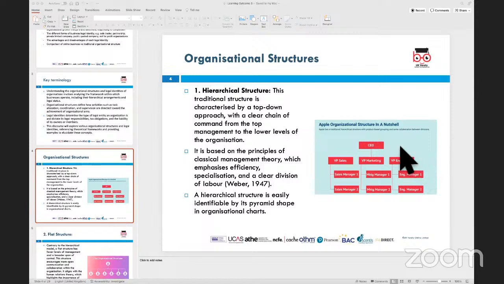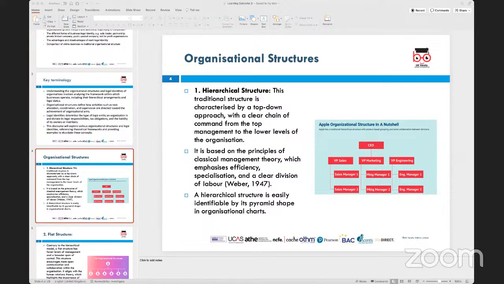Now, this particular structure is based on the classical management theory, wherein you need to employ people who have a specialization in a particular field and area, and given the task and given the responsibility to them, they would be able to go ahead and bring that to completion.